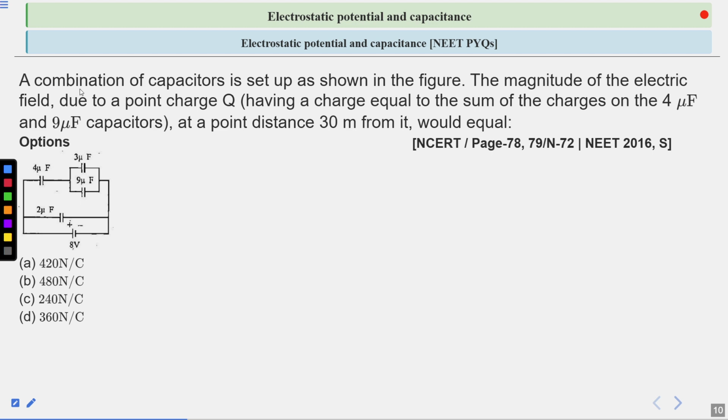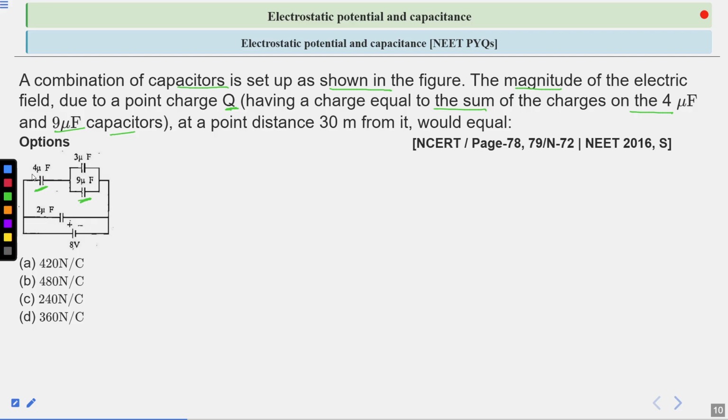A combination of capacitors is set up as shown in the figure. The magnitude of electric field due to point charge Q having a charge equal to the sum of charges on 4 microfarad and 9 microfarad capacitors, at a point distance 30 meter from it, would equal. So we have to find the electric field due to a point charge Q at 30 meter from it. And what is the magnitude of this Q? The magnitude of this Q is the sum of charges on this 4 microfarad capacitor and this 9 microfarad capacitor.